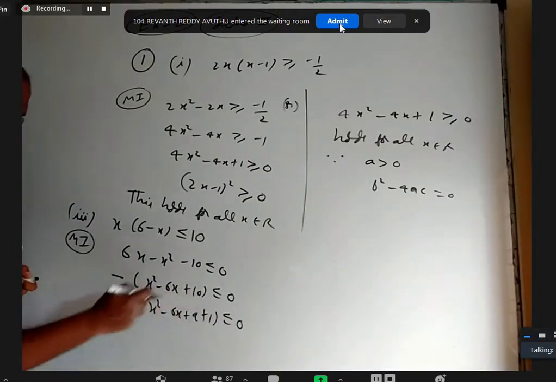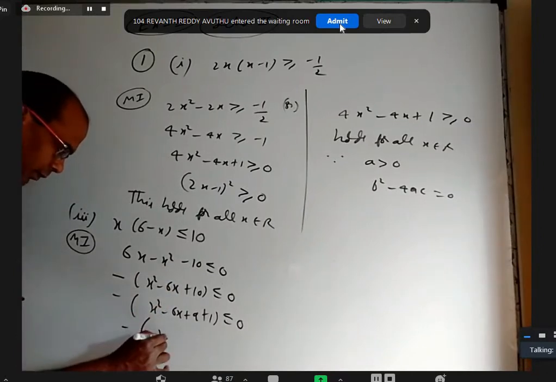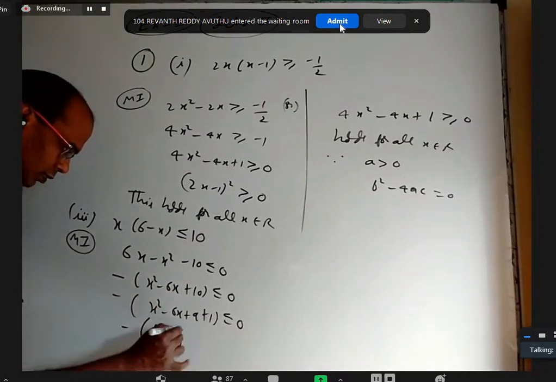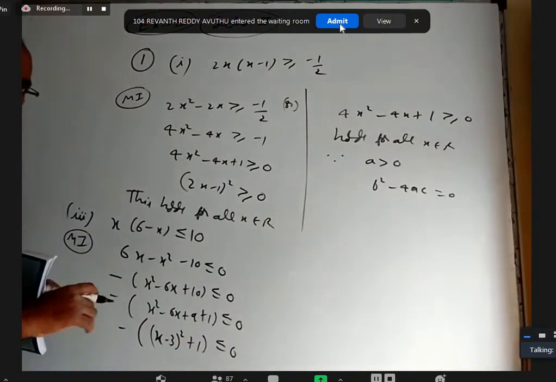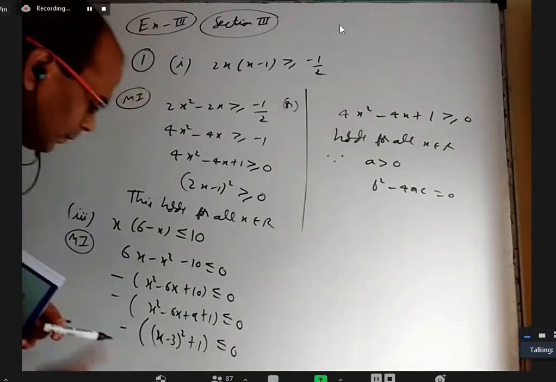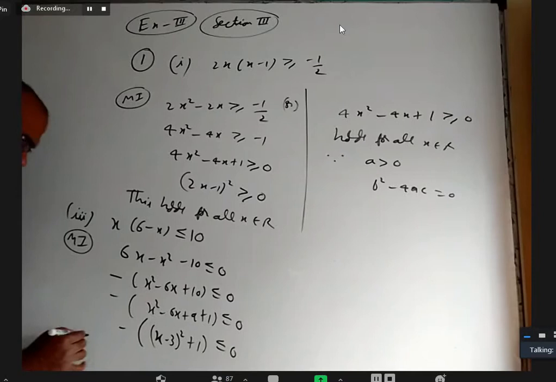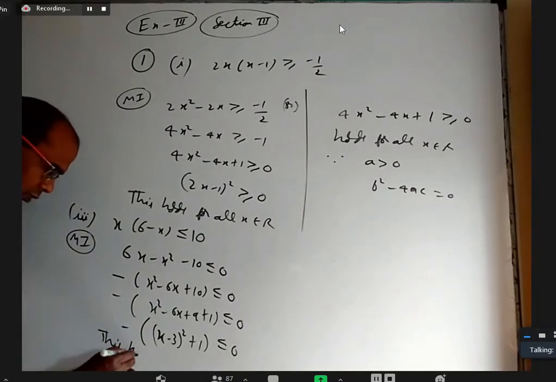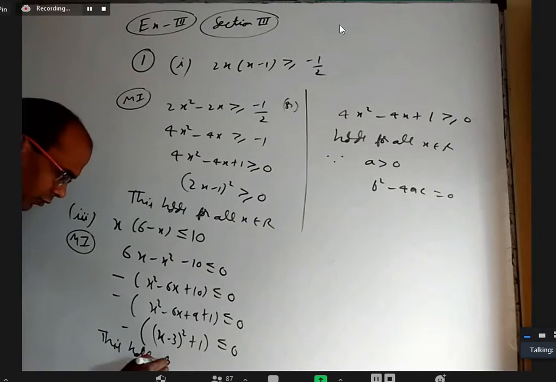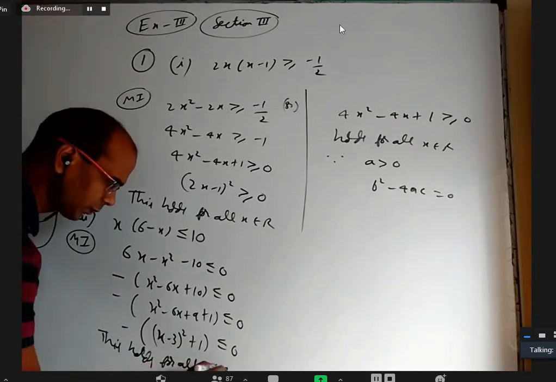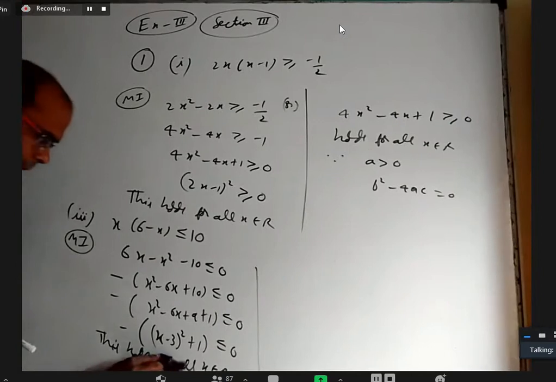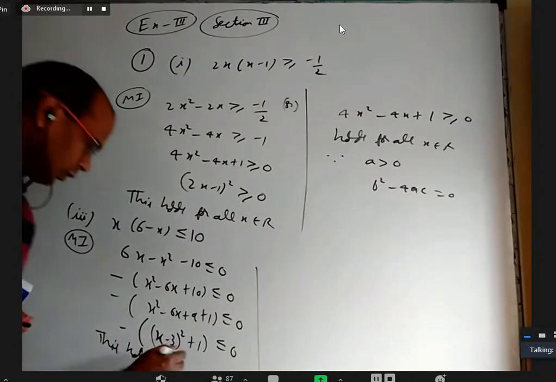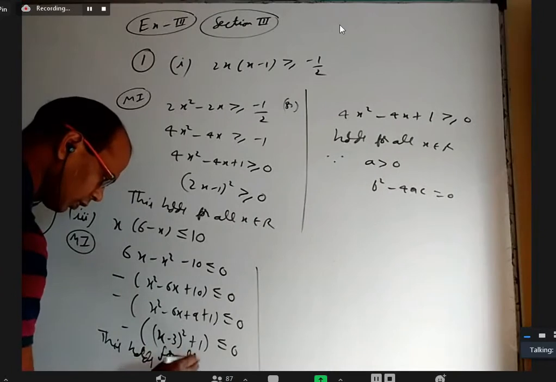x square minus 6x plus 9 is the perfect square. So I'll get minus of (x minus 3) whole square plus 1 less than or equal to 0. Something square is always positive, plus 1 is always positive, the minus is negative. Okay. So this holds for all x belongs to R.